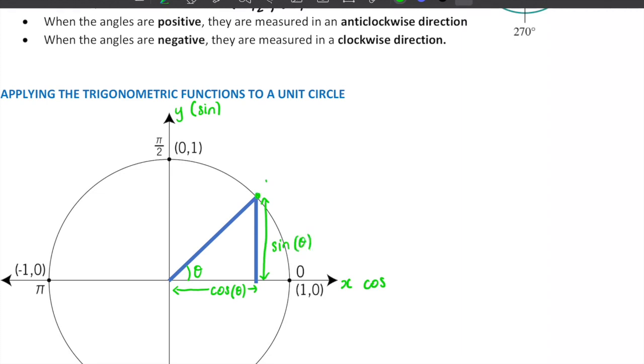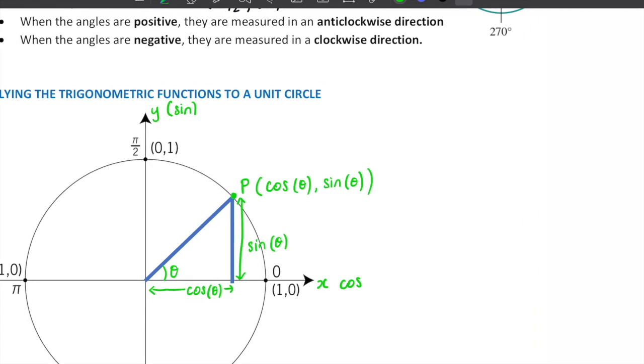So if we take a look at this point, and I'm going to label that point P, that's the same as saying that the coordinate is cos of theta, comma, sine of theta. Now, for the purposes of this, I'm just going to write here that cos of theta is equal to A and sine of theta is equal to B. This is just going to make it easier when we start labeling each of the quadrants.